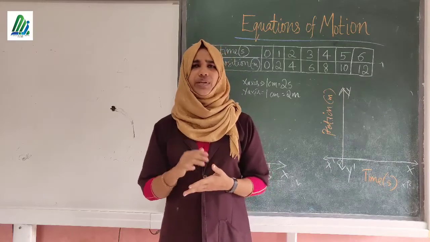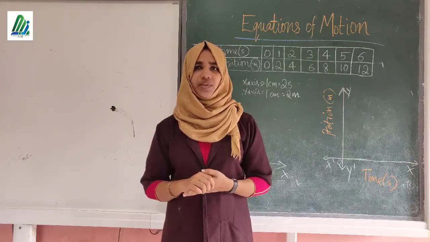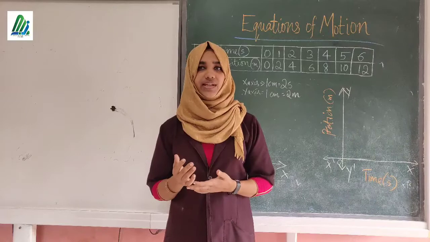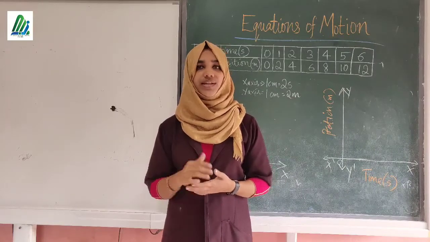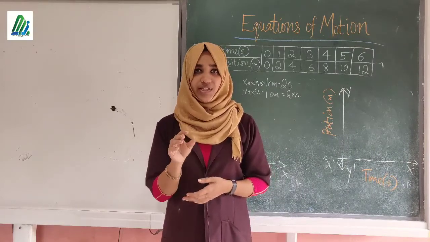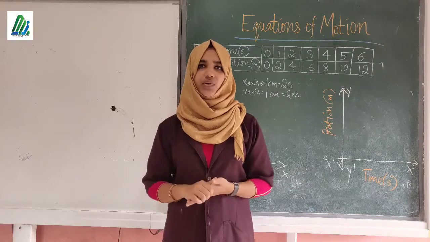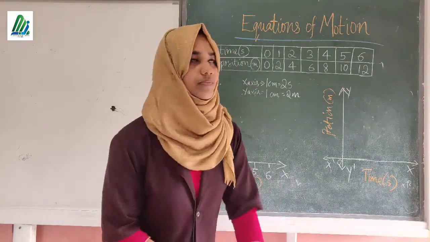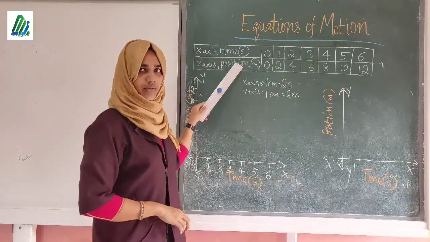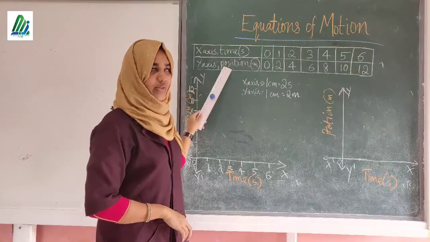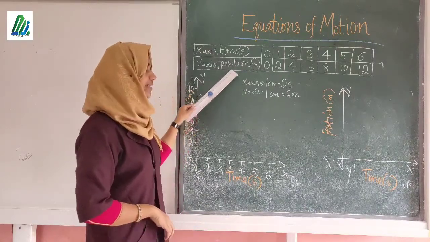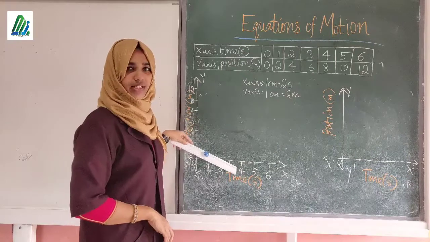So what do you mean by position time graph? From the word itself, you can understand that the graph shows the relation between position as well as the time. Look here. Here you can see a table. Here a table is given. With this data, we are going to draw a graph.